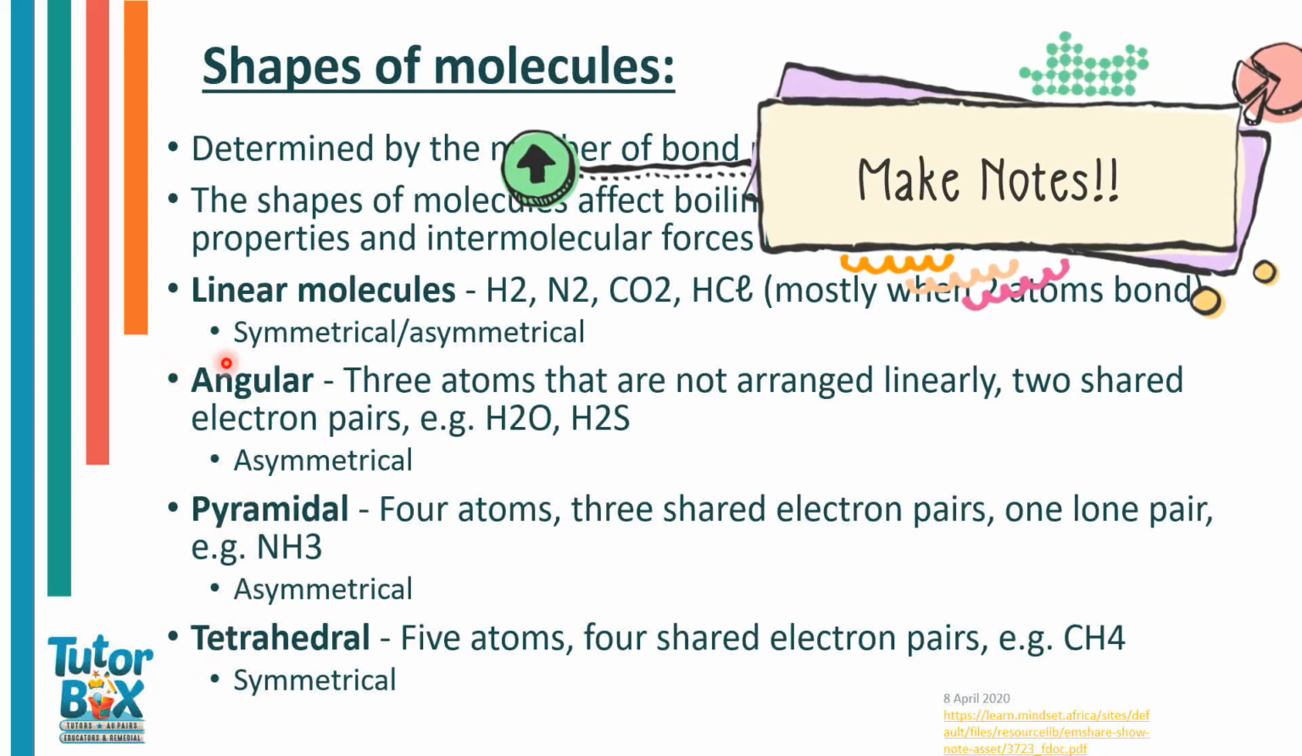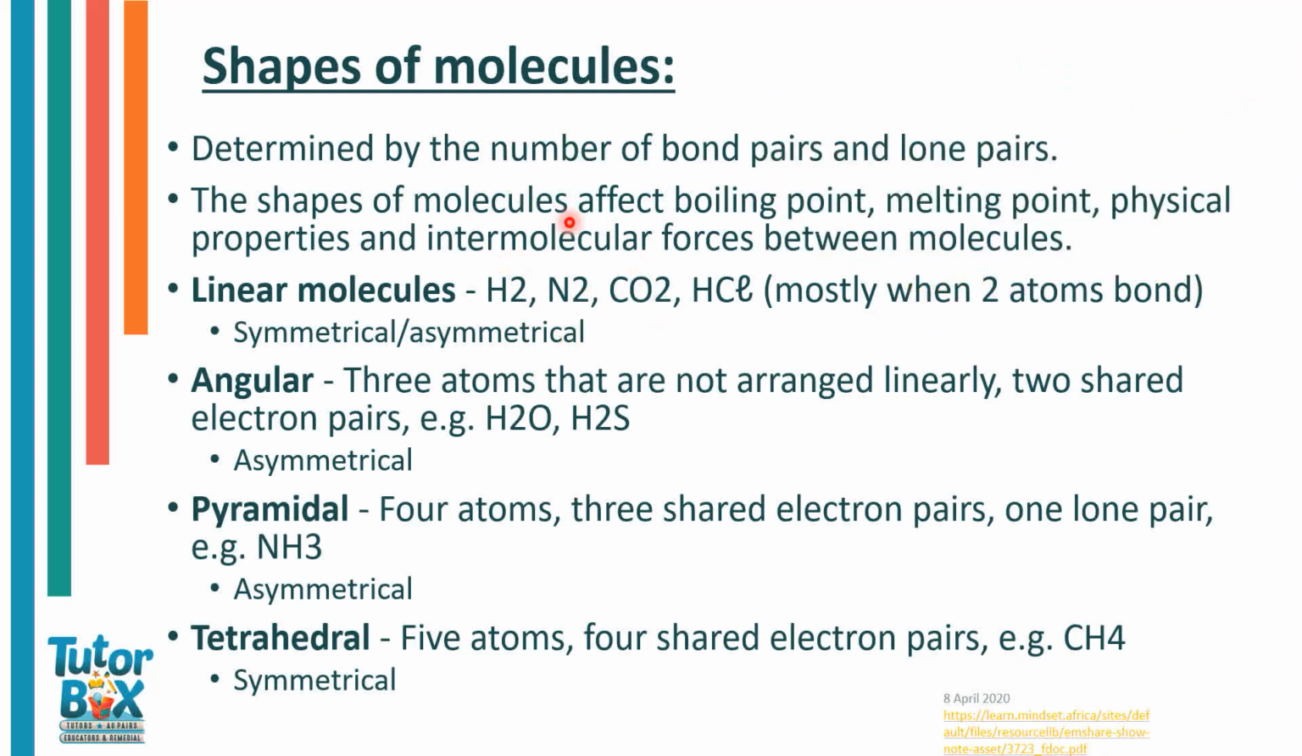Linear, for example, are your H2, N2, CO2, and HCl. This is mostly when the 2 atoms have bonded together, and this can be symmetrical or asymmetrical. For example, H2 and N2 and CO2 actually are all symmetrical, whereas HCl is asymmetrical. Angular, this is generally when there are 3 atoms that are not arranged linearly and the 2 shared electron pairs, such as H2O and H2S, and generally these are all asymmetrical.